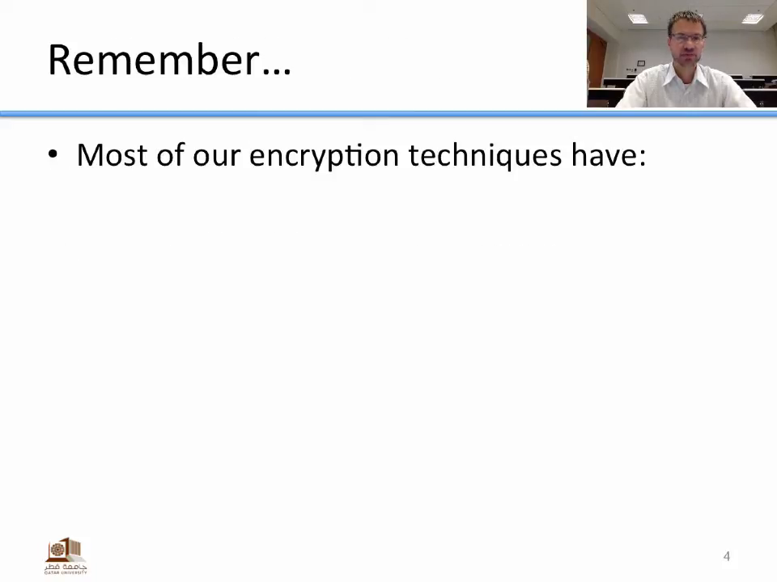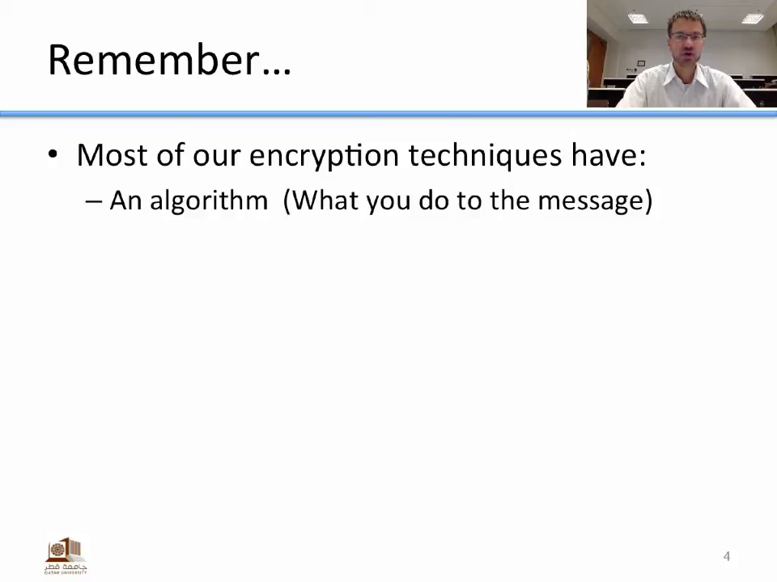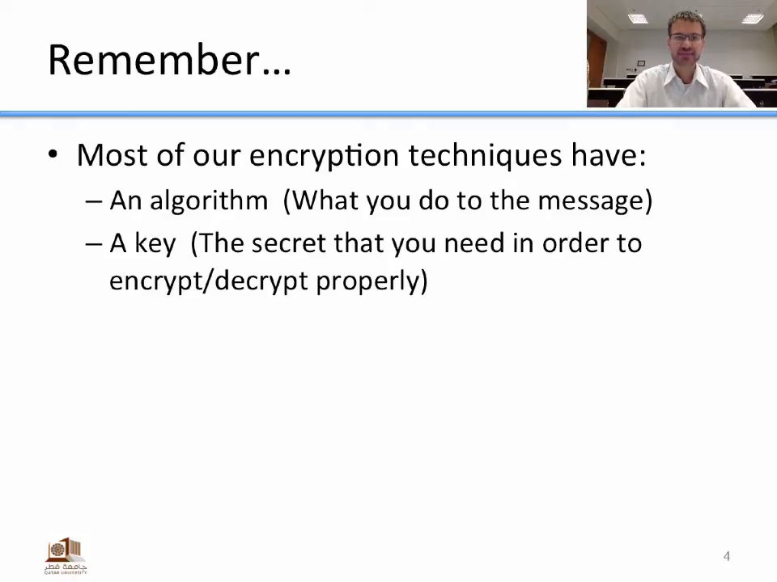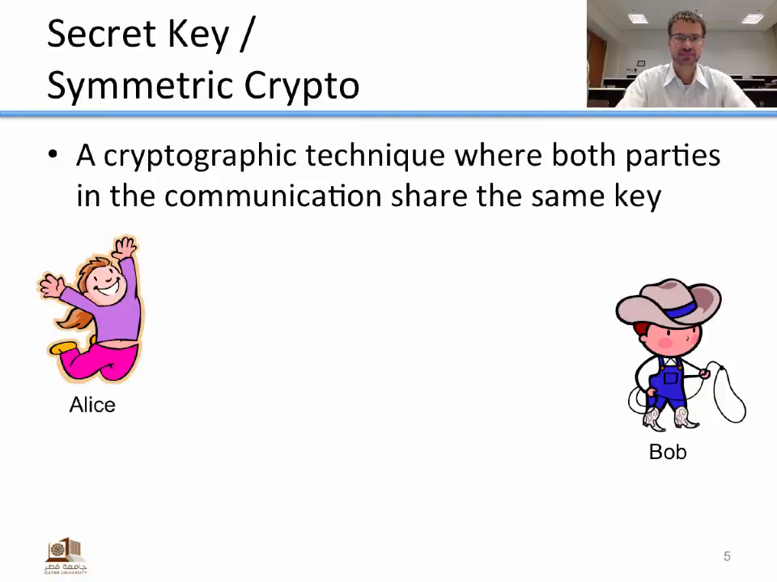Now, I want you to remember from previous lectures that most of our encryption techniques have an algorithm, which is what you do to the message when you encrypt it, and a key, which is a secret that you need in order to encrypt or decrypt properly. So most of our encryption techniques have both an algorithm and a key.